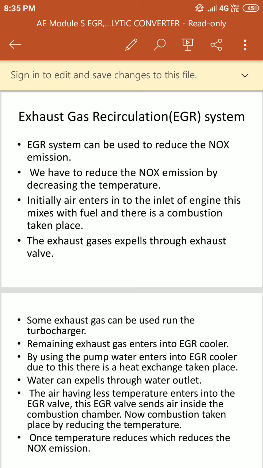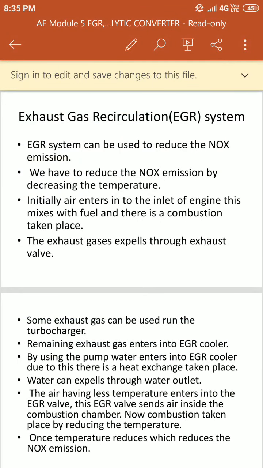In that, we have to discuss the NOx emission, which can be reduced by using the EGR system, that is, the exhaust gas recirculation system. Here we have to reduce the NOx emission. When we reduce the temperature, NOx can be reduced. If you increase the temperature, there is a formation of more NOx. For that reason we have to reduce the temperature.